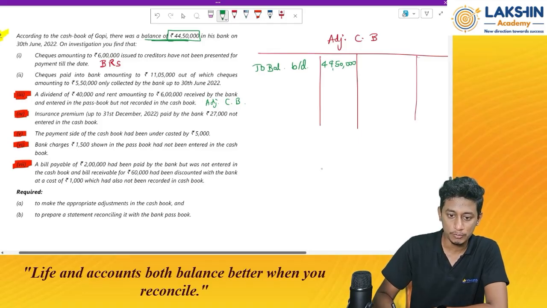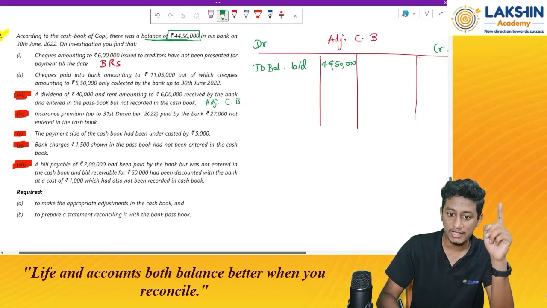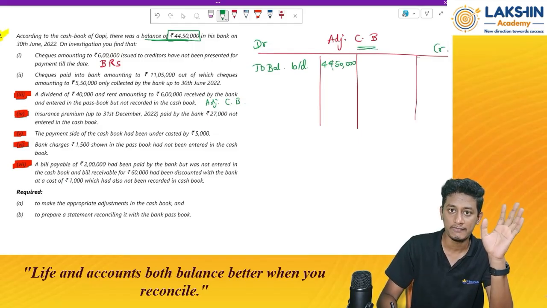Whoever doesn't know where to take the opening balances and closing balances, please refer to the ledgers part, because in ledgers we have clearly seen where to take the opening balances. See, always the adjusted cash book is what nature? Out of the 5 words, it's an asset.